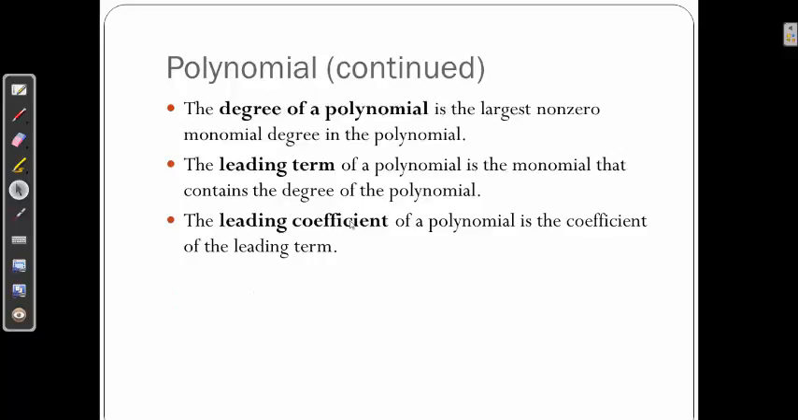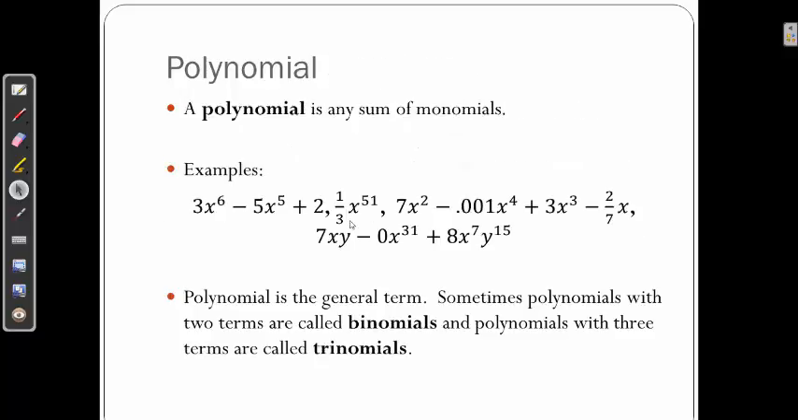The leading coefficient. The coefficient of an algebraic term is just the number in the front. So this term, its coefficient is 3. This term's coefficient is negative 5. This term's coefficient is 2. This term's coefficient is 1/3. This term's coefficient is 7, this term's coefficient is negative 0.001, etc. So the leading coefficient is the coefficient of the leading term. So the leading coefficient of this first polynomial is 3. The leading coefficient of this third polynomial is negative 0.001, and the leading coefficient of this fourth polynomial is 8.